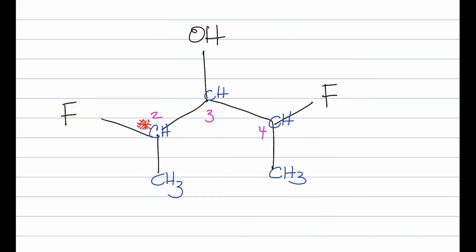Let's move on to carbon 3. On carbon 3, we have the following groups. We have a hydrogen. We have a hydroxyl group. And then we have whatever we have on the left and whatever we have on the right. Does carbon 3 have 4 different groups? Yes or no?